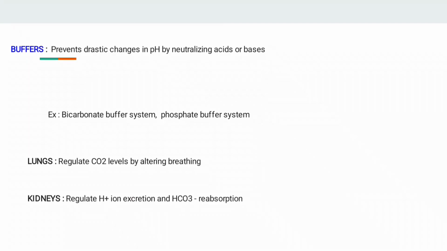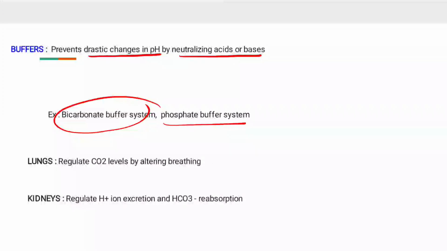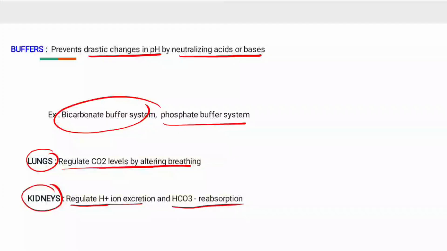So, buffer system. It prevents drastic changes in the pH by neutralizing acids or bases. Examples are the bicarbonate buffer system and the phosphate buffer system. And two systems involved here are the lungs, which regulate CO2 levels by altering breathing, and the kidneys, which regulate H+ ion excretion and bicarbonate reabsorption.